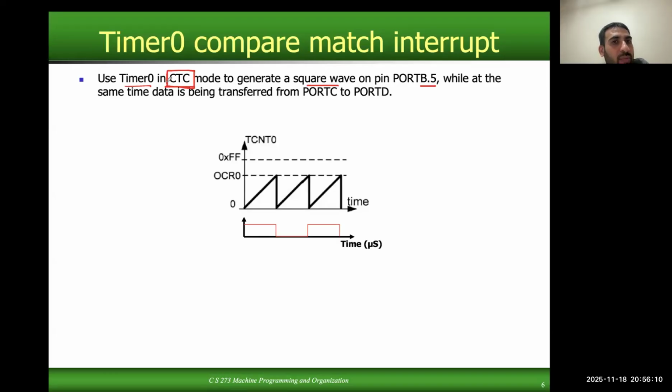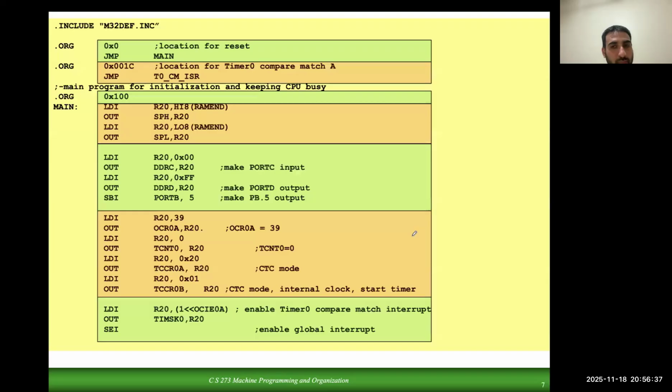Just like last time, when the overflow happened we wanted the interrupt to be raised, and then we wrote an ISR for that. Here again we want an interrupt to be raised when the value of the timer counter register matches the output compare register, and then we will write an ISR to service that interrupt. Otherwise, everything is the same. So let me walk you through the example here.